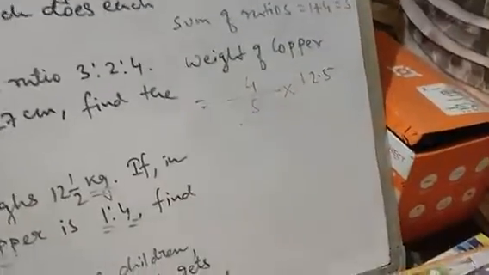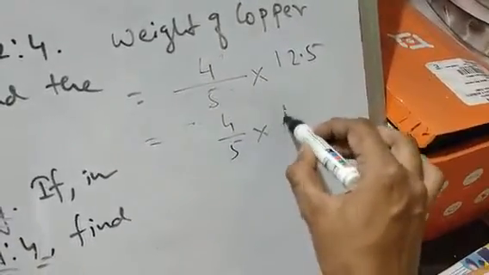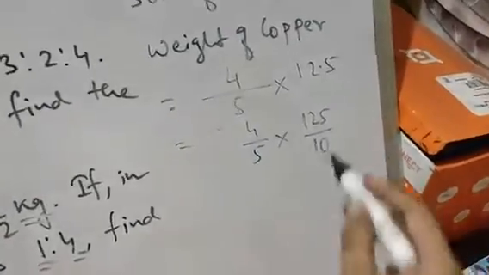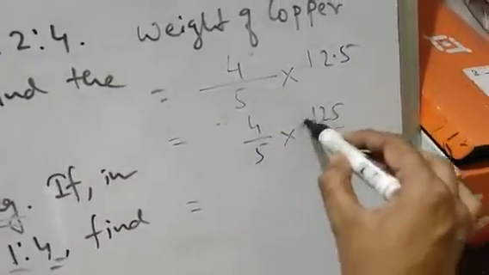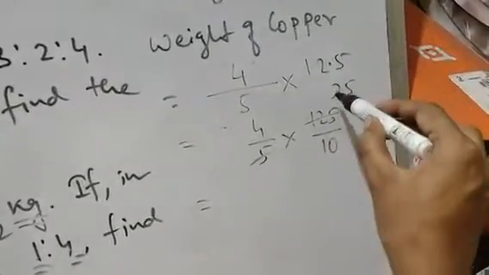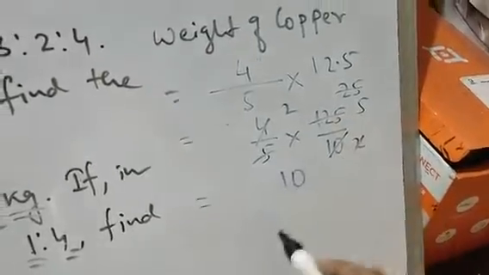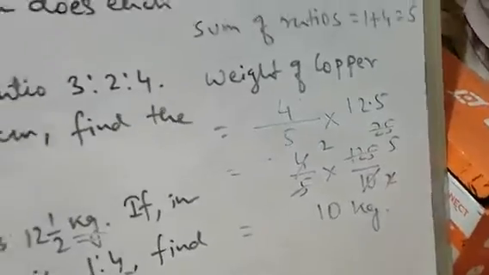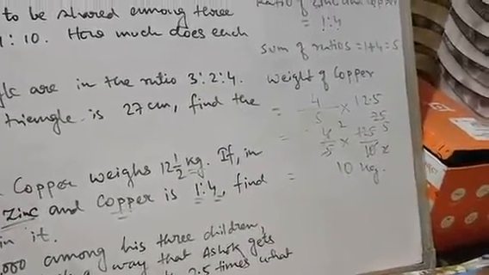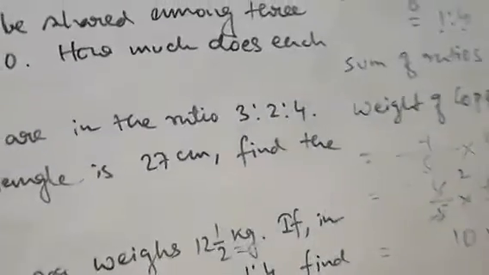Clear? Now calculate. So 4 by 5 you can write like this, 125 by 10, because just omit the decimal. So you will have 10 in the denominator. Now reduce: 5 25s are 125, 5 5s are 25, 5 2s are 10, 2 2s are 4. So it is 10. Therefore the weight of copper is 10 kg. Clear? This is your answer. Weight of copper is 10 kg. Next.